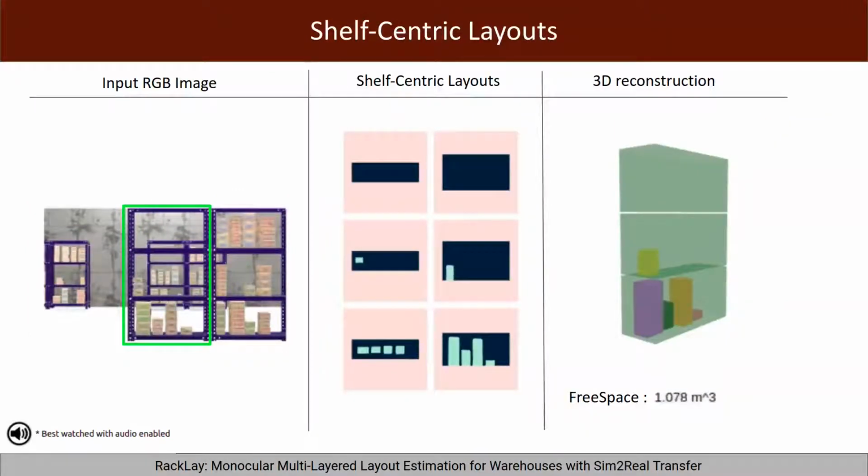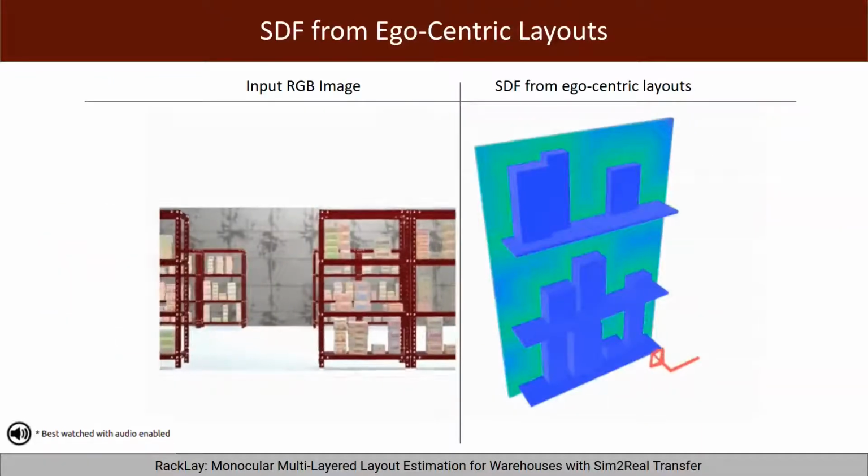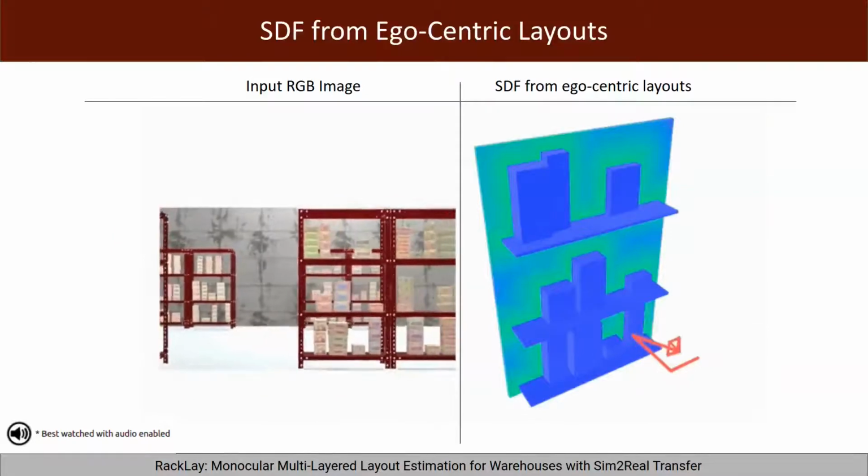RackLay can predict the layouts for different rack occupancies. As the geometry of the rack changes, the corresponding layouts also update accordingly. This enables us to accurately reconstruct the rack and calculate free space. Using egocentric layouts, we can get the position of the rack with respect to the camera.